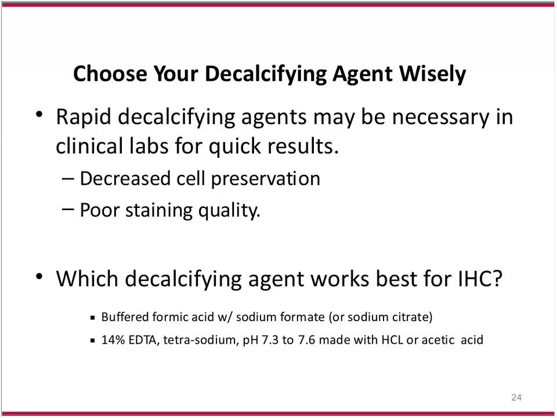But the rapid decalcifying agents are very harsh on samples, and they decrease cell preservation, and they also make the staining quality poor. And if you're doing immunohistochemistry, again, this could be a big problem. And which decalcifying agents work best for IHC, immunohistochemistry? Well, some people will tell you buffered formic acid with sodium citrate, or the 14% EDTA.